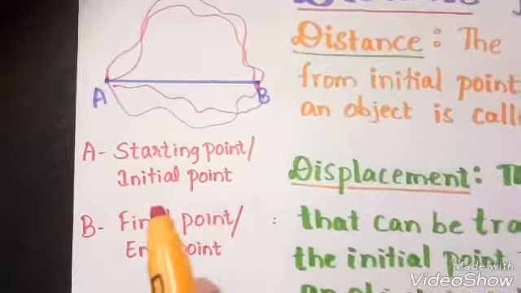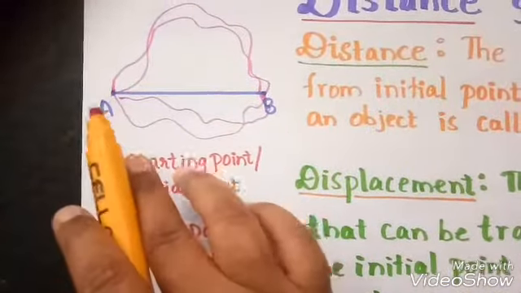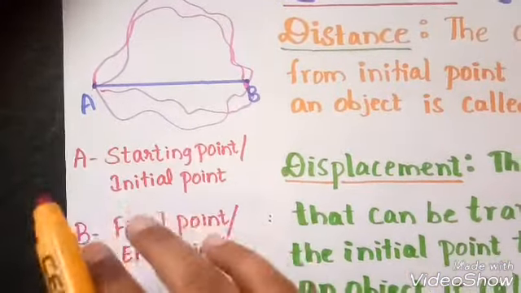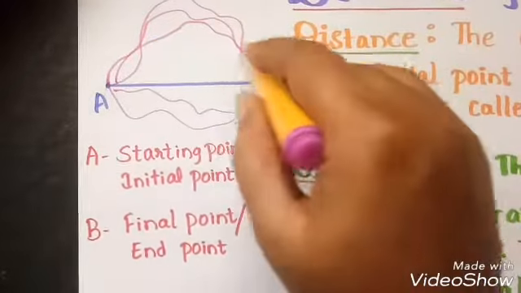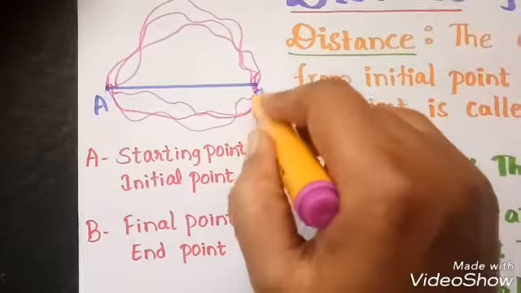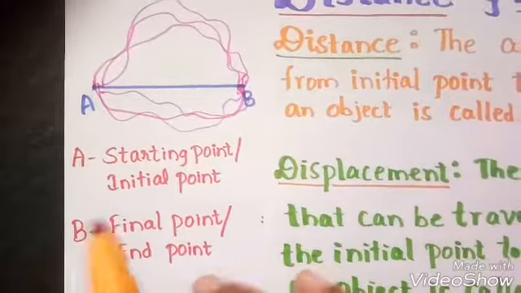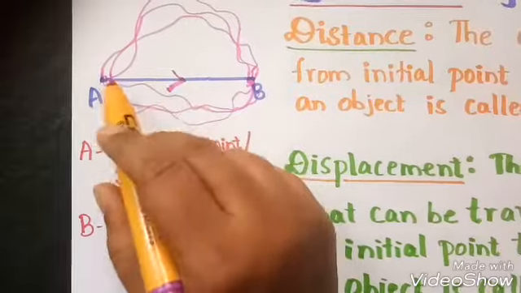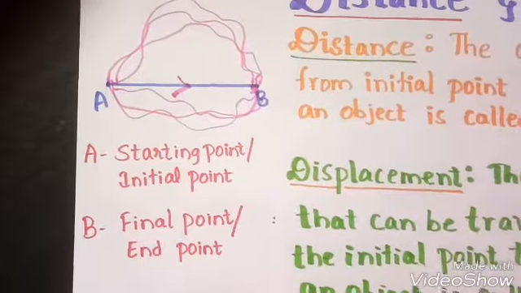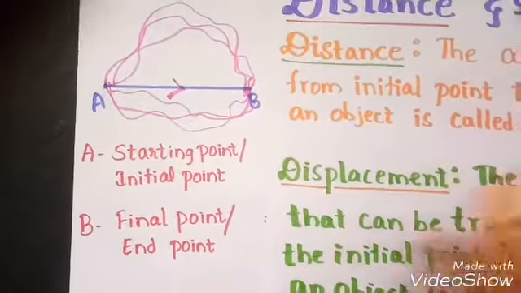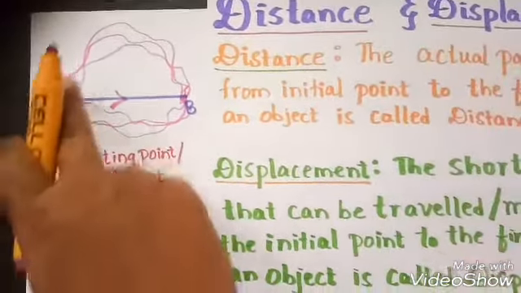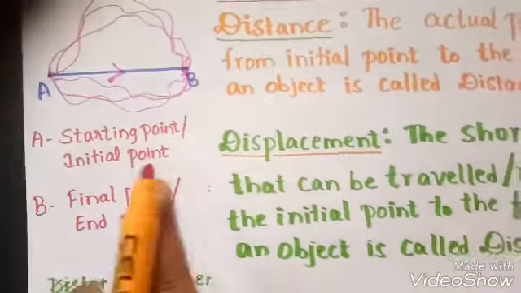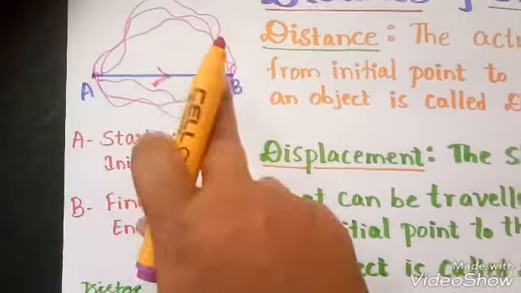Suppose you take for example a butterfly, and 2 flowers, A and B. If the butterfly is flying from flower A to B, it can fly in any desired direction and reach the other point. But what is the shortest path it can move from A to B? It is along a straight line directly from A to B. So what we have seen is that distance is the actual path or the longest path covered from A to B, and displacement is the shortest path from A to B.